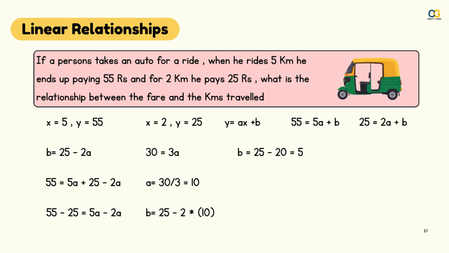So now we substitute the values of a and b into the y equals ax plus b. So we can write y is equal to 10x plus 5. So the base fare is 5 rupees, 0 kilometers is 5 rupees, and for every kilometer he is charging 10 rupees. That is the relation between x and y in this situation.